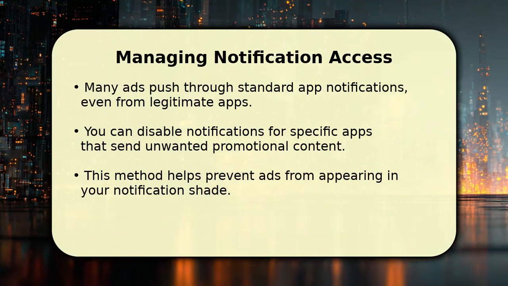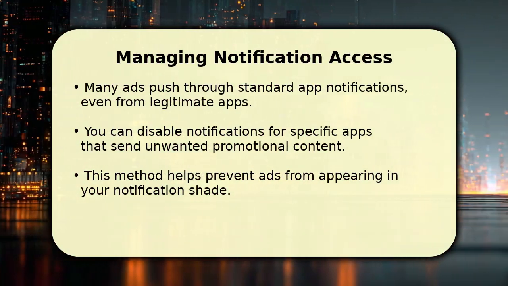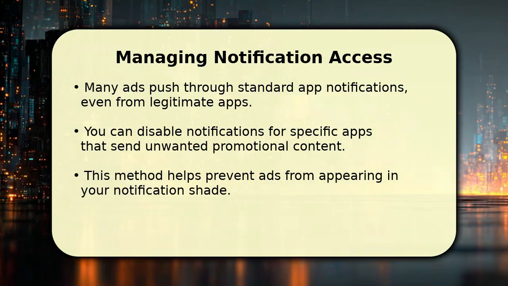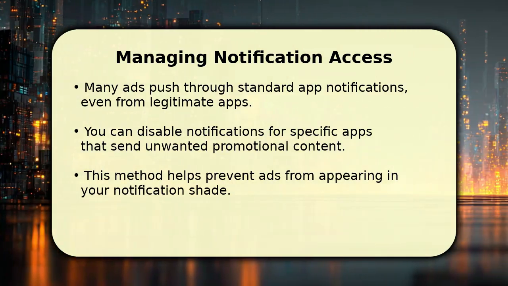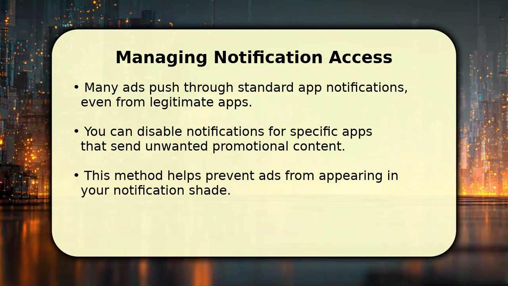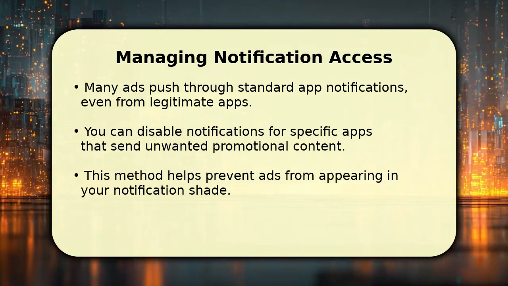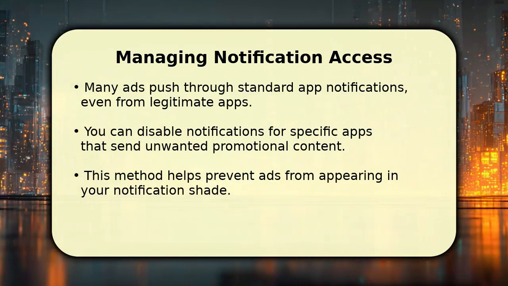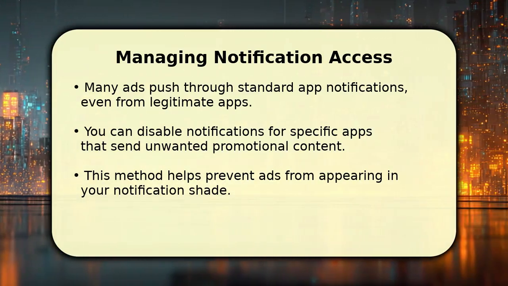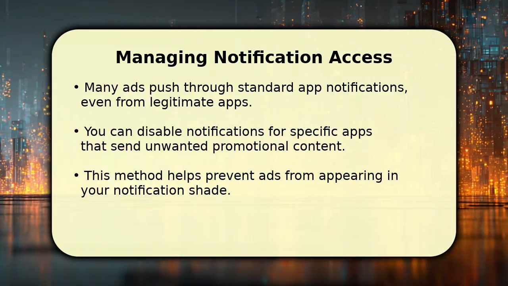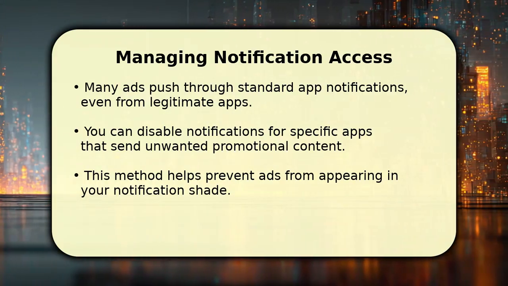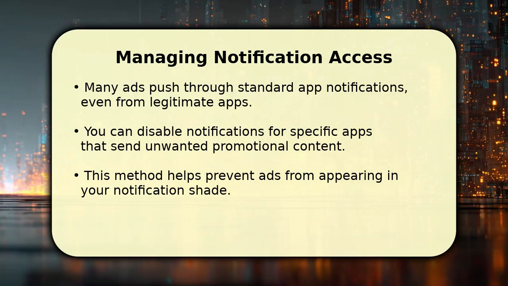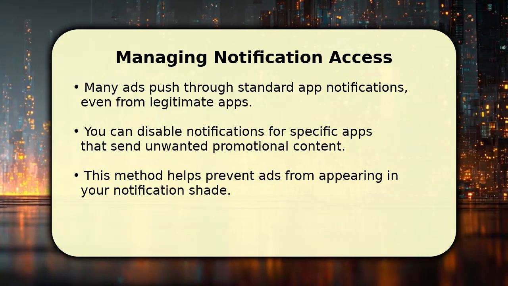Once you have identified a suspicious app, tap on its name in the apps list. Here, you will see various options for that specific application. Look for notifications and tap on it. You can then disable all notifications for that app by toggling off the main switch. This action will effectively stop unwanted promotional content from appearing in your notification bar and interrupting your usage.